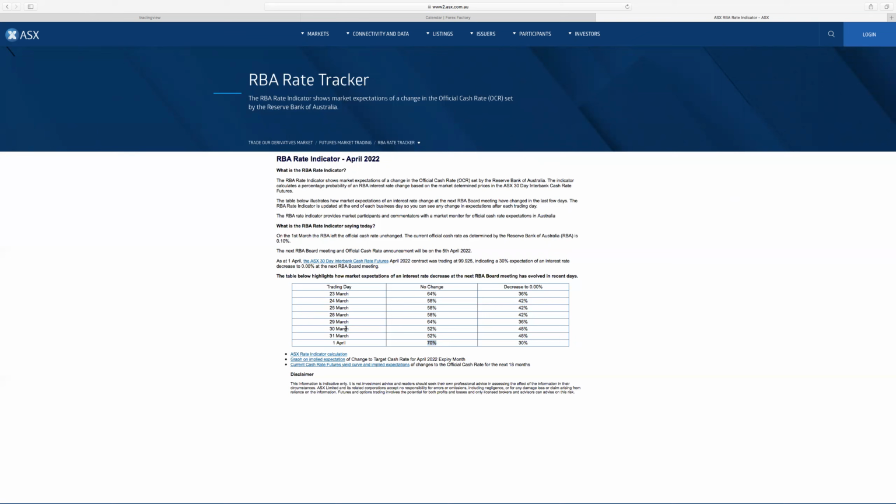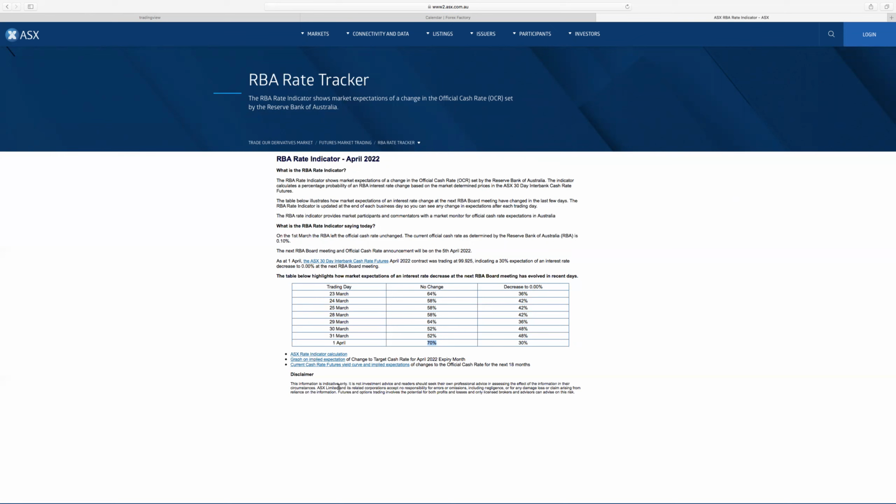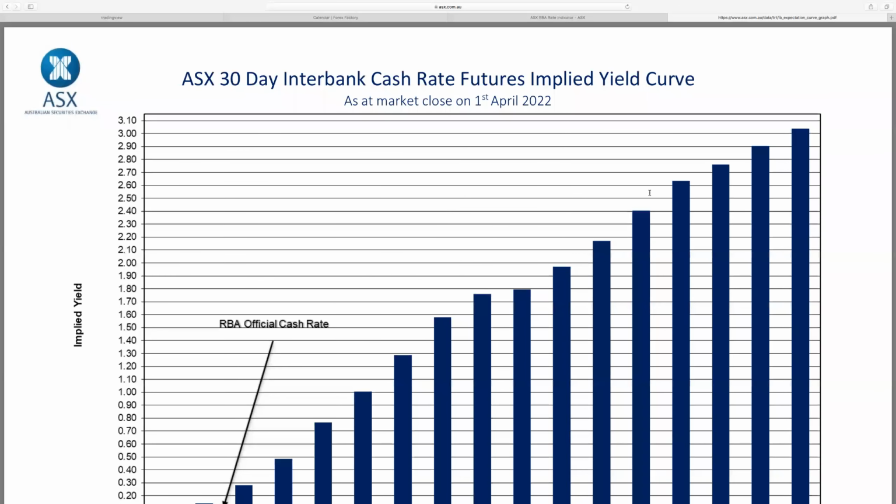Really what you want to be looking at is the graph, implied expectations. No, not that one. Rate indicator. Maybe it's this one. Oh no, I think it's the curve, isn't it, we're looking at? Bingo, that's the one I wanted to look at. So this is the, again, interbank cash rate futures implied yield curve. Long way of saying that's market pricing in interest rate moves by the RBA, or they're basically hedging it.